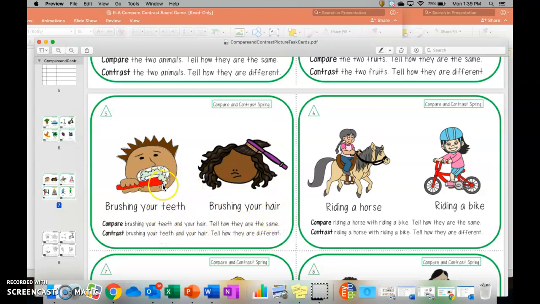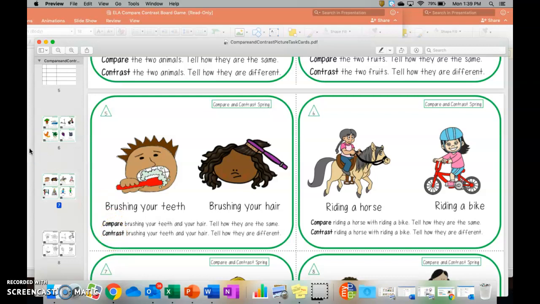So I would look at the pictures and I would tell how brushing your teeth and brushing your hair are the same. And then I would also contrast brushing your teeth and brushing your hair. I would tell how they're different. Compare means the same, contrast means different. So that's what I need to do.